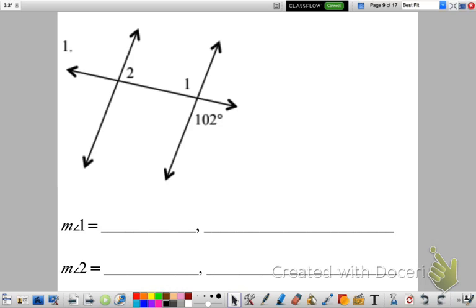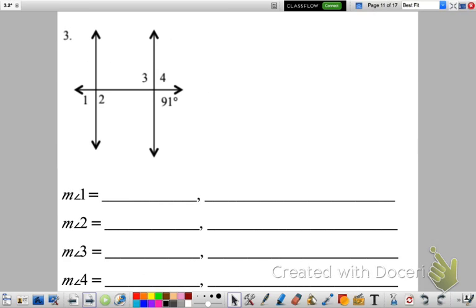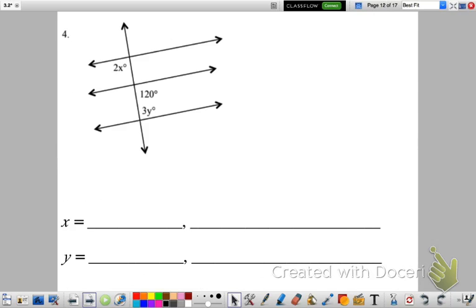Okay, welcome back. We will move on to number 2. Go ahead and hit pause and work through number 2. Welcome back. Let's look at number 3. Go ahead, work through number 3, and we'll come back together. So hit pause. Welcome back. On to number 4.